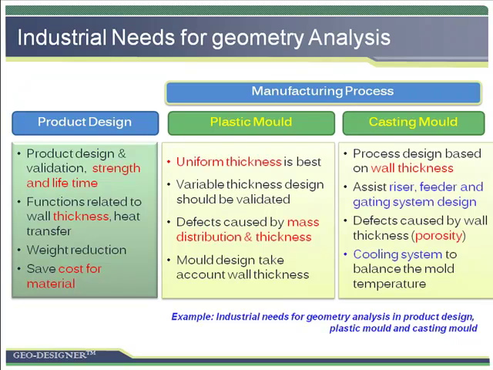For casting mold, mass distribution and thickness are the major concern. Many defects are caused by mass distribution, such as shrinkage porosity. To avoid that, riser, feeder and gating systems and cooling systems could be used to compensate for it.